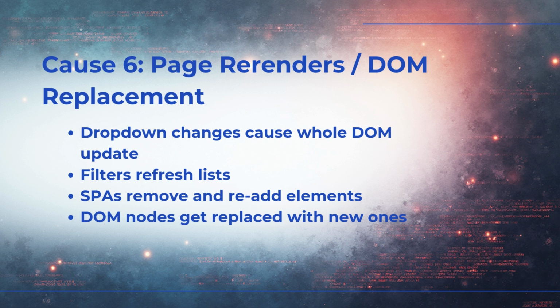Cause 6, page re-renders and DOM replacement. Another conceptual cause is that the DOM itself is being dynamically replaced. In many SPAs, drop-down selections, filters, or button clicks cause the entire DOM subtree to refresh. The element might exist for a moment, then disappear, and then reappear.